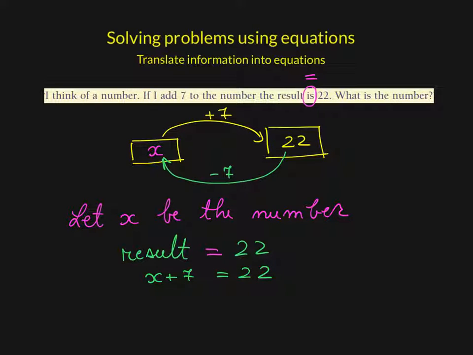The way I solve this is that I want to leave x on the left hand side, so I subtract 7 from both sides, and I get x equals 22 minus 7. Therefore, x equals 15. I will then go and check. I think of a number, my number was 15. I add 7, 15 plus 7 is 22, so it is correct.